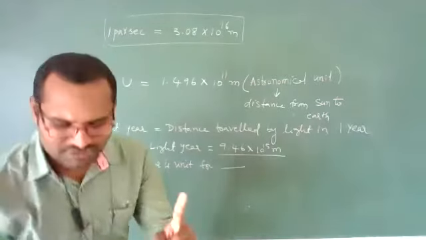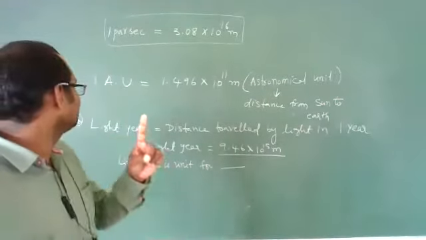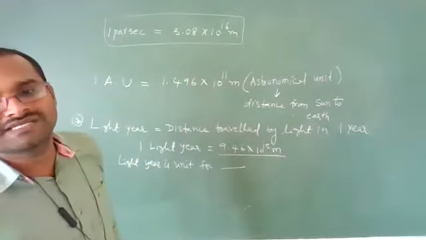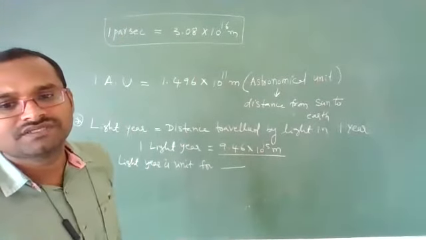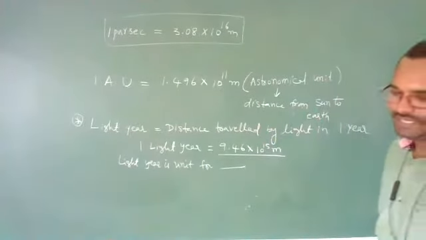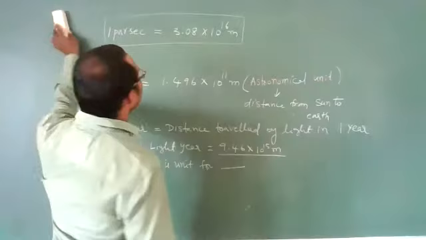One is the astronomical unit, second one is the light year, third one is the parsec. You must remember these three. Clear? Okay. And one more question they are asking.